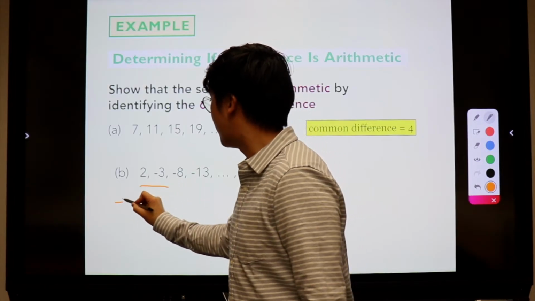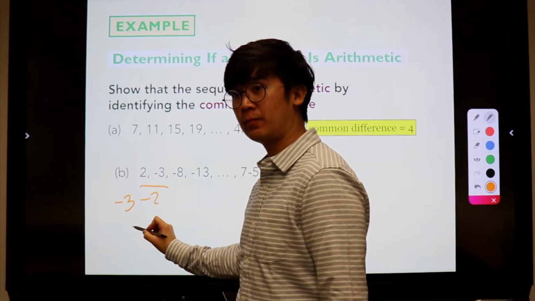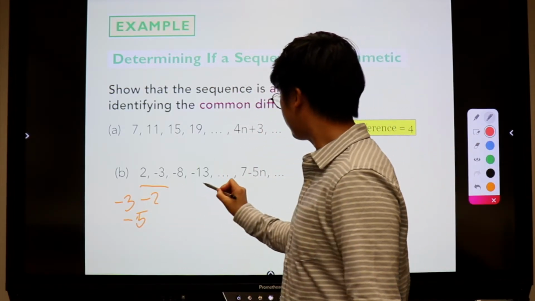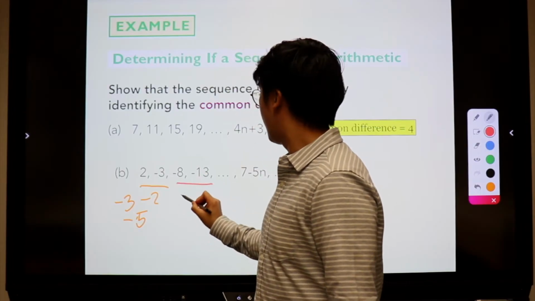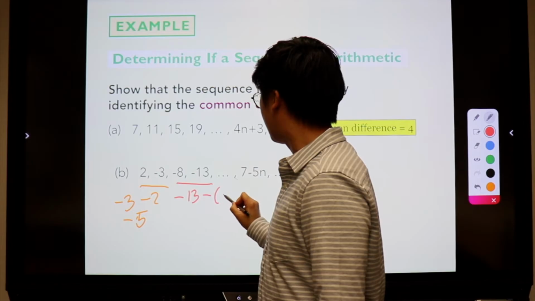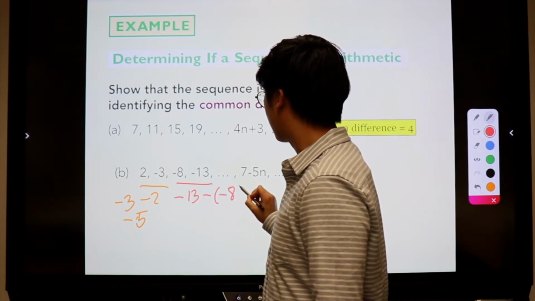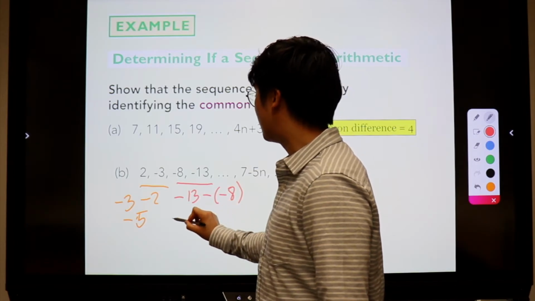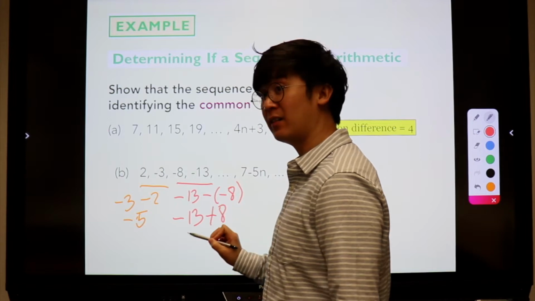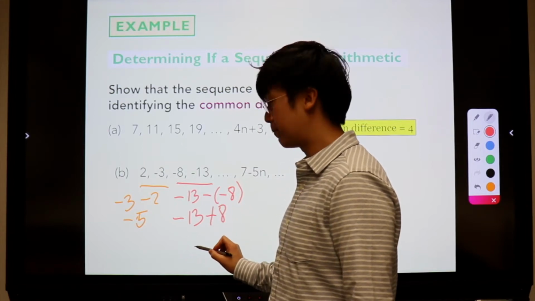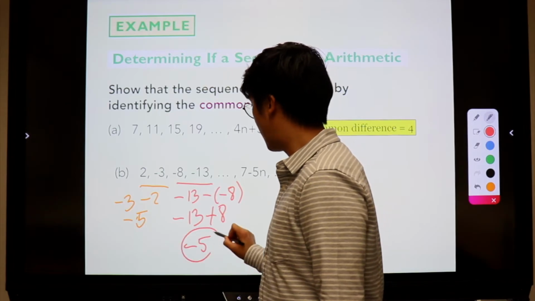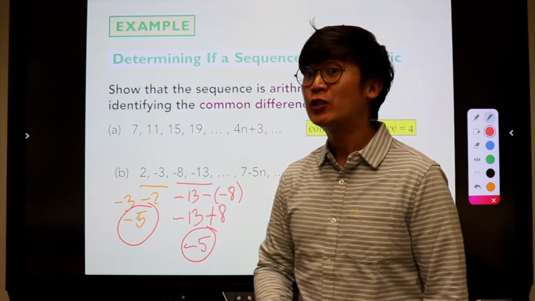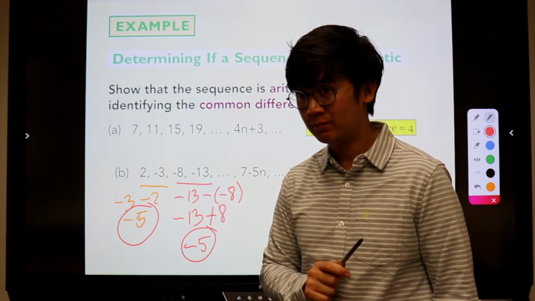What is negative 3 minus 2? Negative 5. And then we subtract this and that. Negative 13 minus negative 8, which is negative 13 plus 8. And what is negative 13 plus 8? Negative 5, because it shrinks. So is it the same? Is this an arithmetic sequence? Yes or no? Yes.